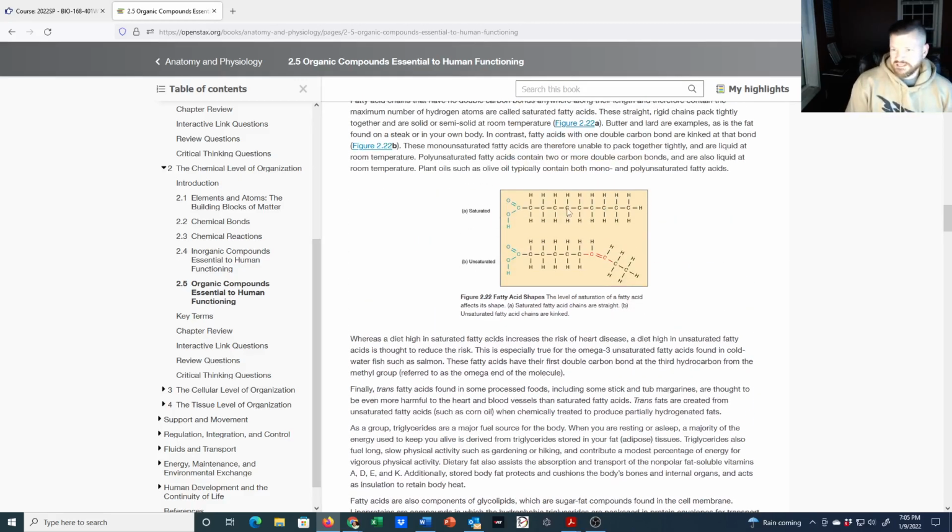Saturated fats tend to be things that are solid at room temperature. So think about butter, right? If you leave butter out of the refrigerator, it doesn't melt. It stays solid. Unsaturated fats tend to be liquid at room temperature. So think about olive oil. You leave olive oil out at room temperature and it stays liquid. You put it in the refrigerator or even the freezer, obviously it kind of coagulates a little bit.